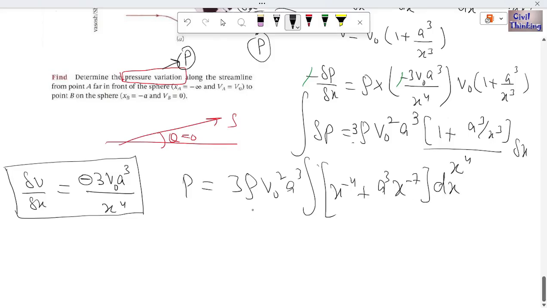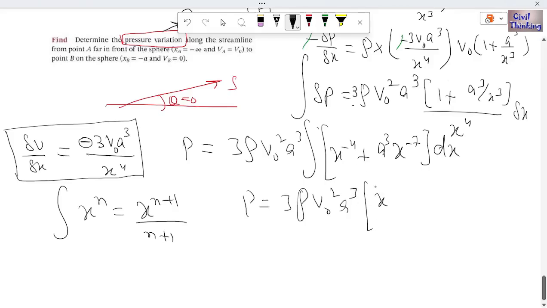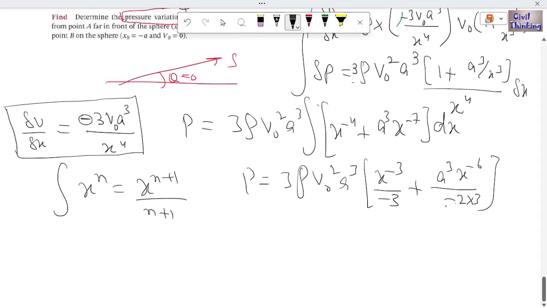Now remember, integration of x raised power n is x raised power n plus 1 divided by n plus 1. So pressure is going to be 3 rho v naught square a cube. Now x raised power minus 4 is going to be x raised power minus 4 plus 1, which is minus 3, divided by minus 3, plus a cube, x raised power minus 7 plus 1 is minus 6 divided by minus 6. Now I can write 6 as 2 times 3, and minus 3 I will keep common, so they will cancel out here.